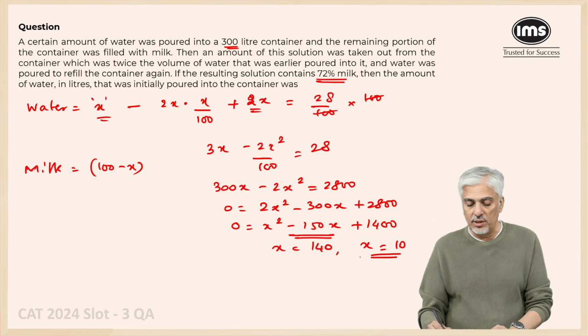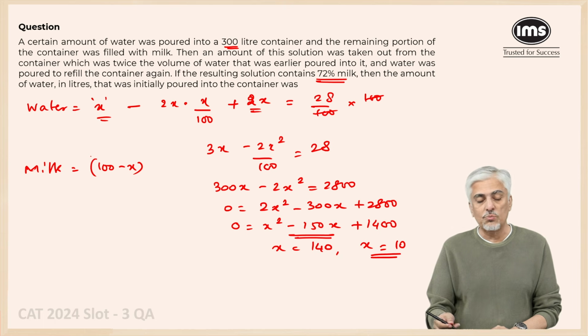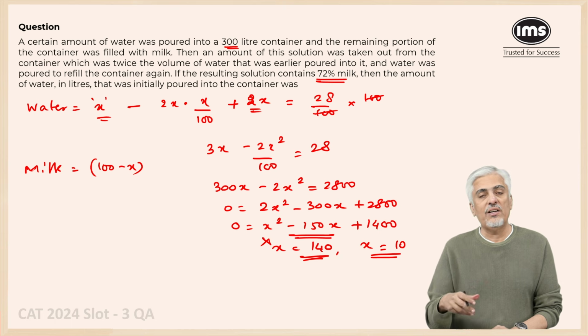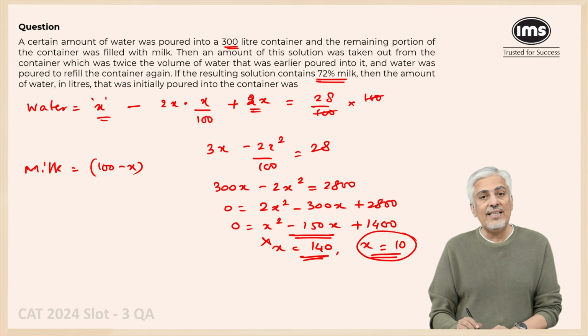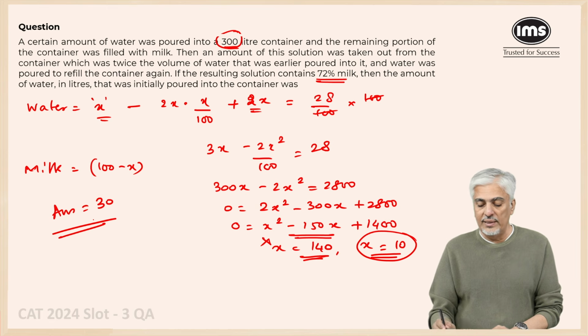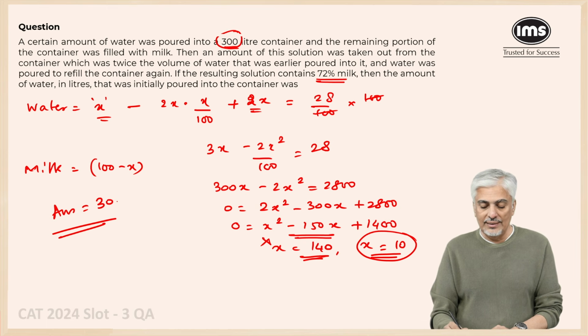X cannot be 140 because milk was more than water at the end. So x cannot be 140 because anyway, if it was 140, you can't remove 28. You can't have 140 out of 100, right? So 140 was out, x is 10. Now, if x is 10, for our question for 300 liters, it will become 30. The only reason to do with 10 was it made my calculation slightly easier. So hence the answer is 30 liters water was there initially.